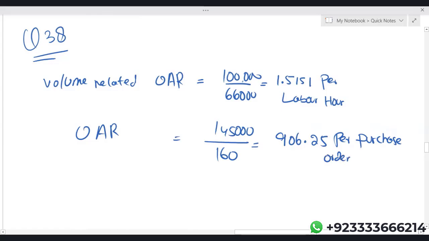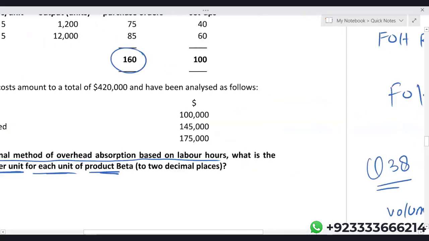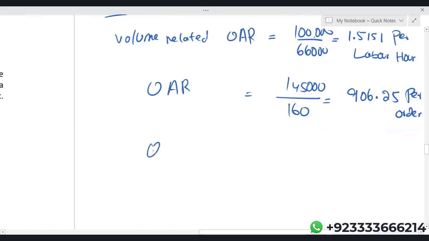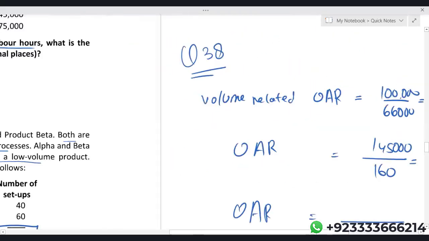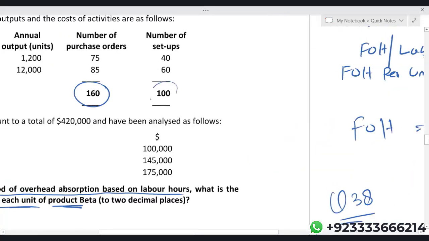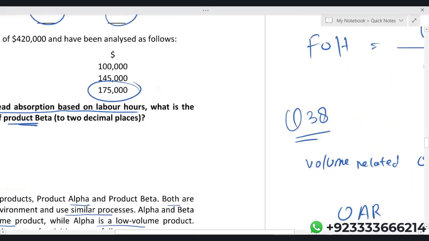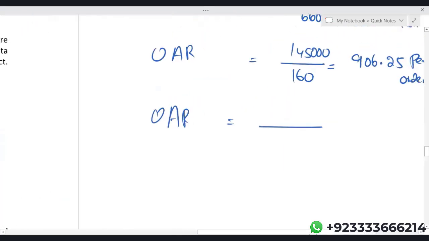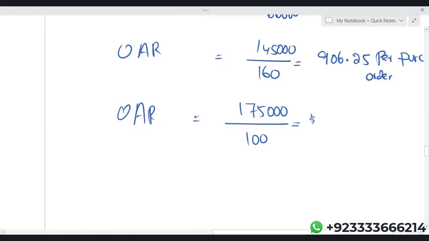And the last one was setup. So overhead absorption rate per setup. The examiner has already given us the total number of setups, and they are 100. And setup cost is 1,75,000. So 1,75,000 divided by 100. Per setup cost is $1,750 per setup. Fine.